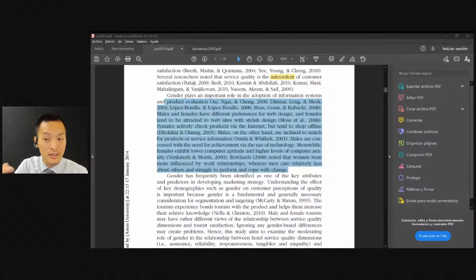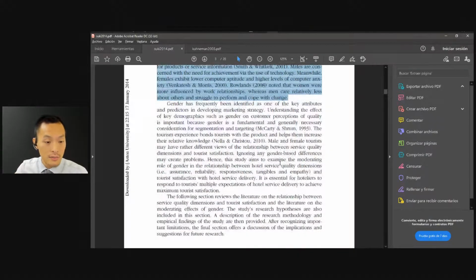So now the hotel owners start to get interested, like, oh my God, I could be spending a lot of money on service quality improvement and not improving my tourist satisfaction at all because I'm targeting the wrong gender of my guests. Boom, that's just 2 paragraphs in. All right, let's keep going because we have two more paragraphs for this paper.